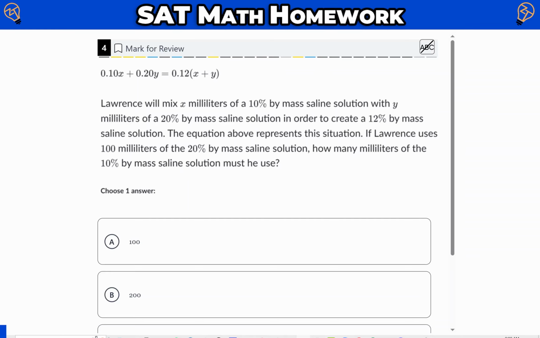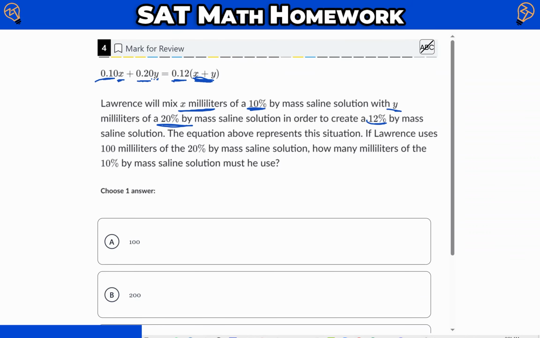Now here we have an equation, of course, and then they give an explanation of what everything represents. So notice the 10% part has to do with the X milliliters, and then the 20% portion has to do with the Y milliliters. So that makes sense. And then it turns into 12% of a combination of X milliliters and Y milliliters. And the equation represents the situation.